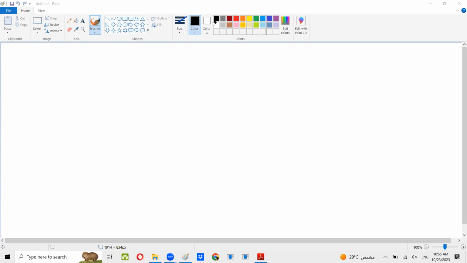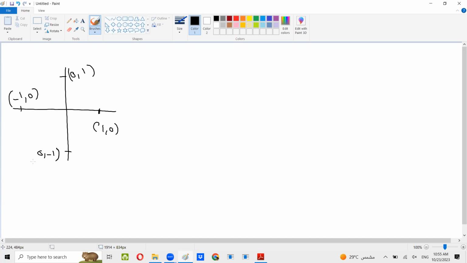Next one, tan. I have x and y. Okay. This is 1, 0, 0, 1. Negative 1, 0, 0, negative 1. What do you think about negative tan? Y is equal to negative tan x.